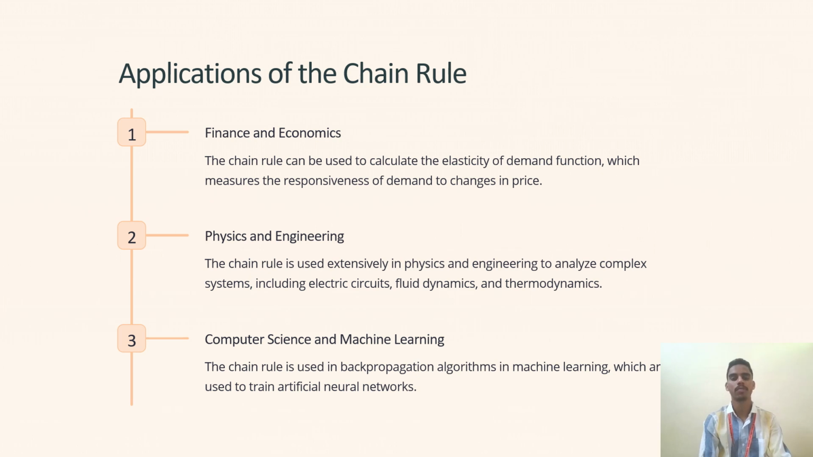Finance and economics. The chain rule can be used to calculate the elasticity of a demand function, which measures the responsiveness of demand to change in price. Physics and engineering. The chain rule is used extensively in physics and engineering to analyze complex systems, including electric circuits, fluid dynamics, and thermodynamics. Computer science and machine learning. The chain rule is used in backpropagation algorithms in machine learning, which are used to train artificial neural networks.